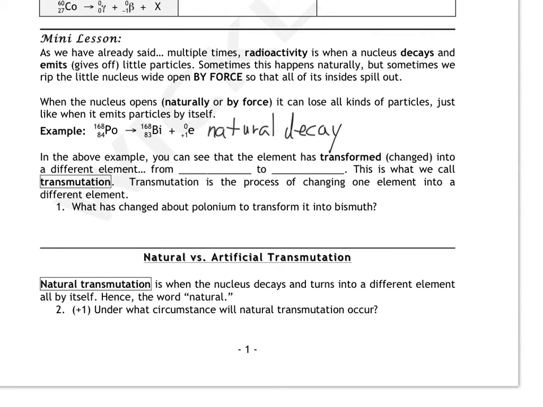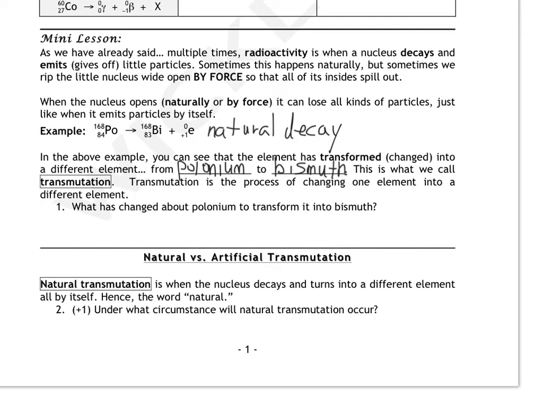And it's really easy to tell that this particular decay is natural because this isotope of polonium-168 is transforming into bismuth-168. And I can tell it's happening naturally or by itself because there's no other nuclide on the left-hand side of the equation with polonium. Polonium's by itself. So that means it must be decaying naturally. So it's decaying because it's turning from polonium to bismuth, and it's decaying naturally because polonium is by itself on the left-hand side.